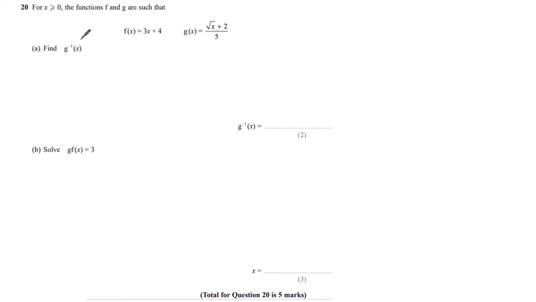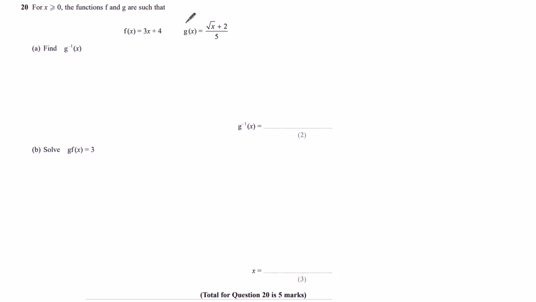Question 20. For x greater than or equal to 0, the functions f and g are such that f of x is 3x plus 4 and g of x is root x plus 2 over 5. Part A, find the inverse function of g, that's g to the minus 1.